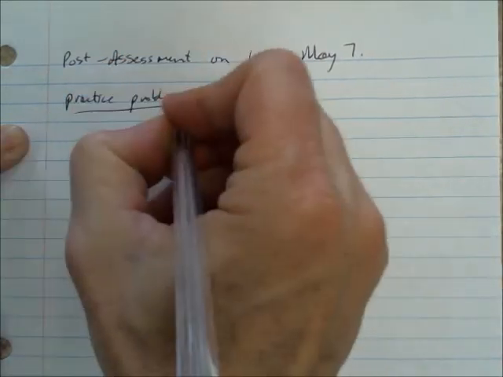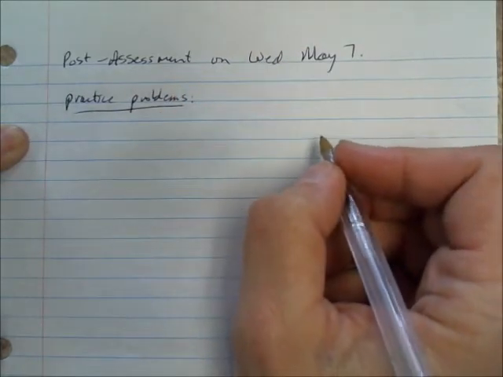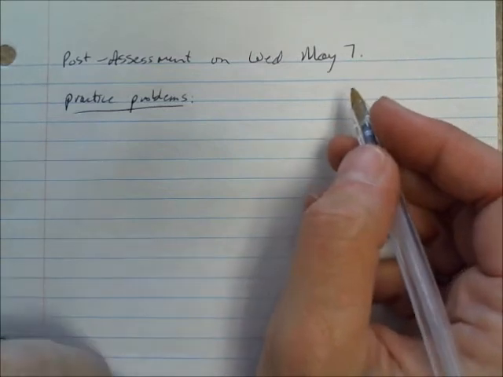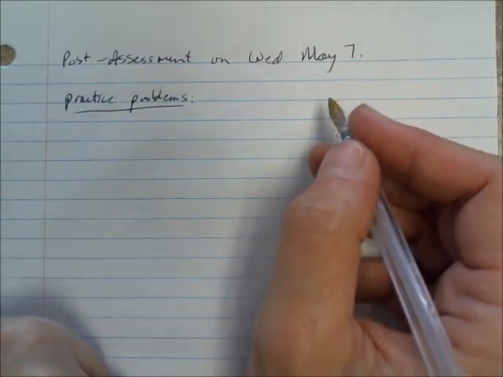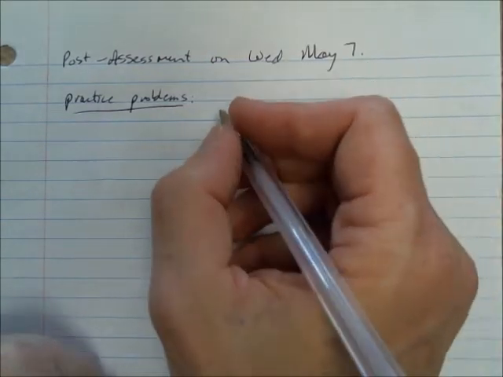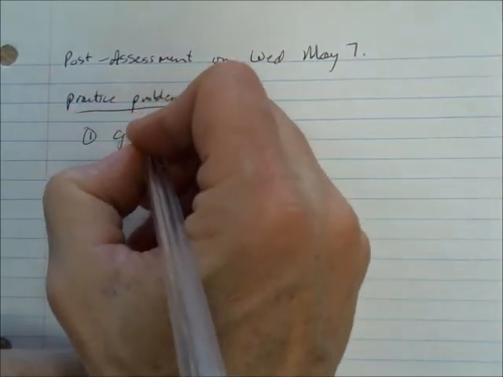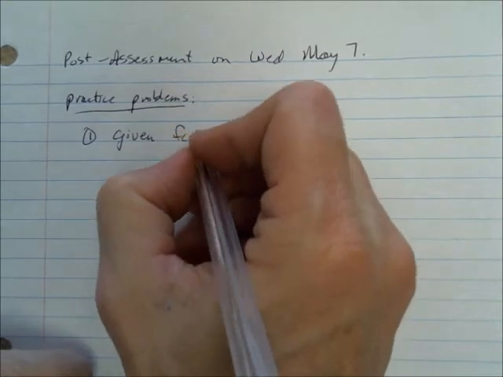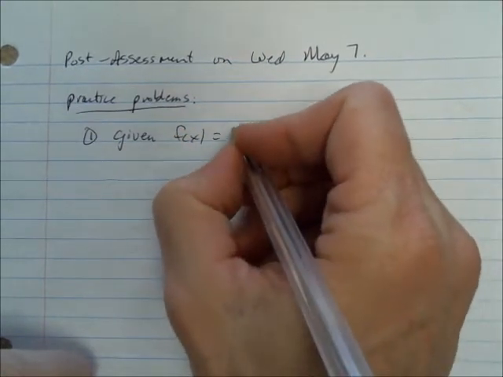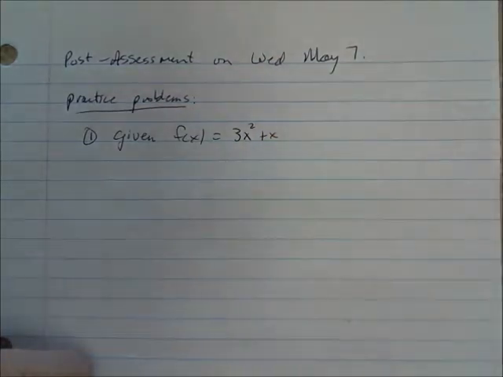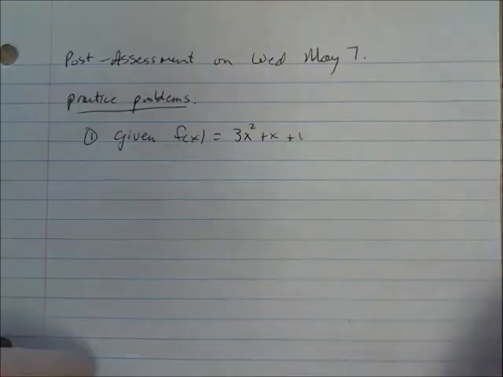And we'll practice some more problems in class on Monday and Tuesday, and then Wednesday we'll go to the computer lab and we'll take this exam. So here's the first practice problem. Number 1, let's say you're given f of x is equal to 3x squared plus x. Oh, let's do plus 1. So 3x squared plus x plus 1.